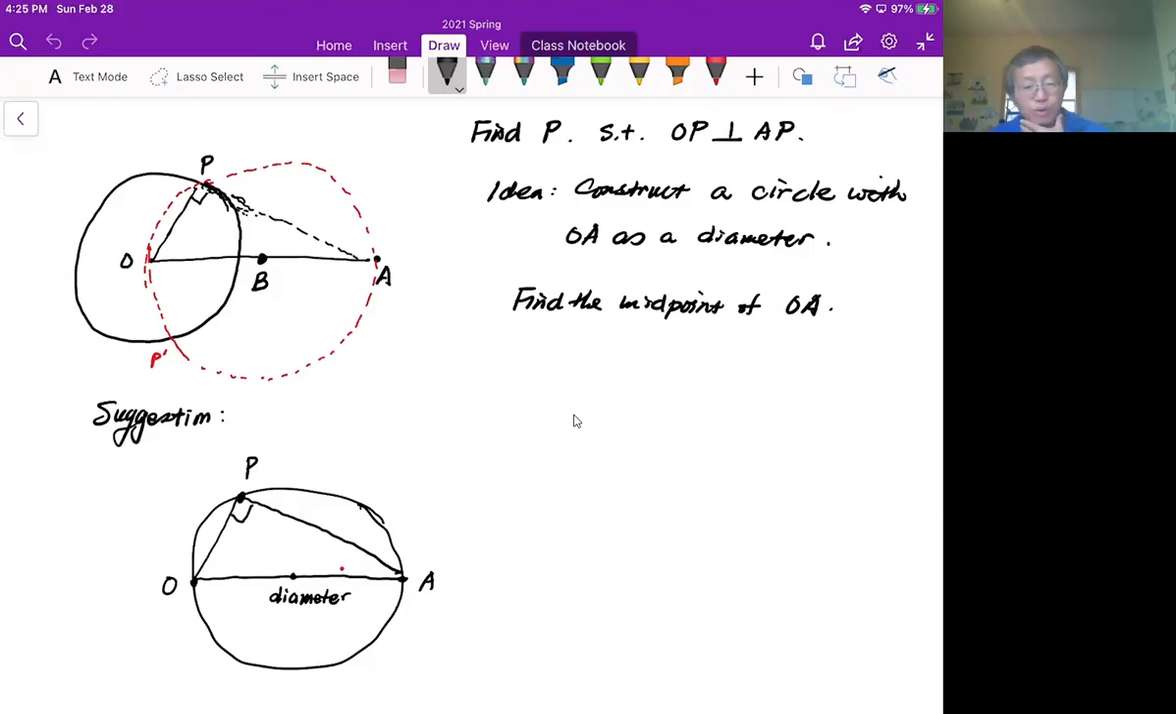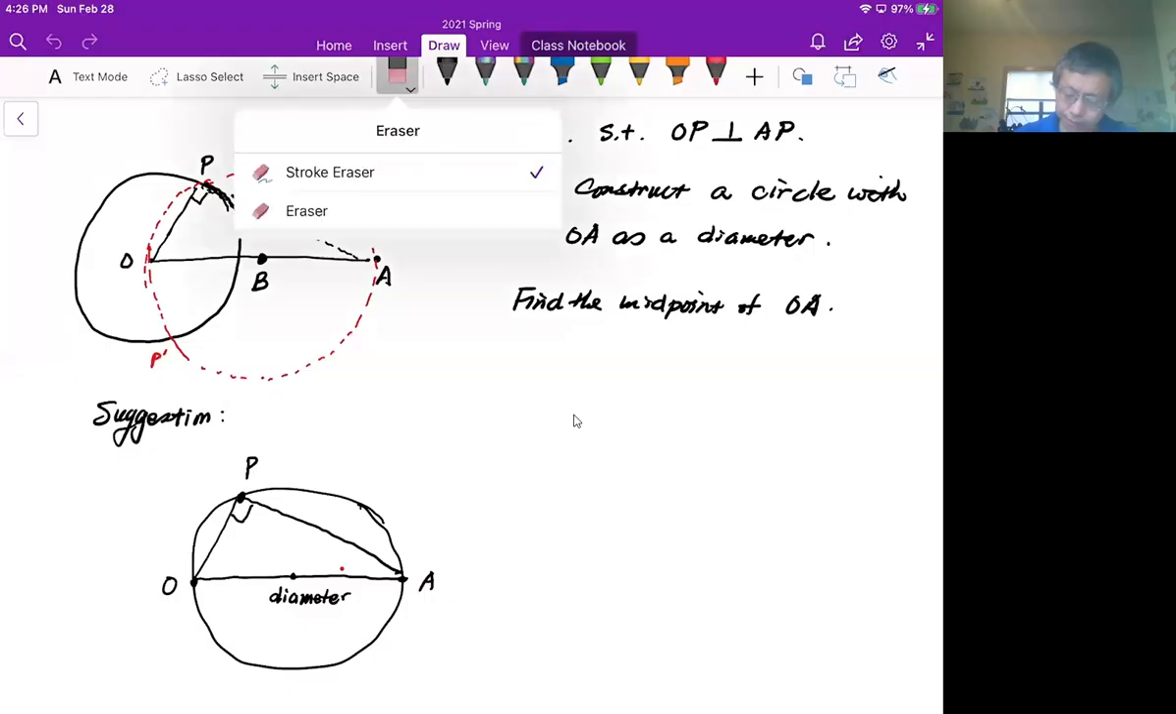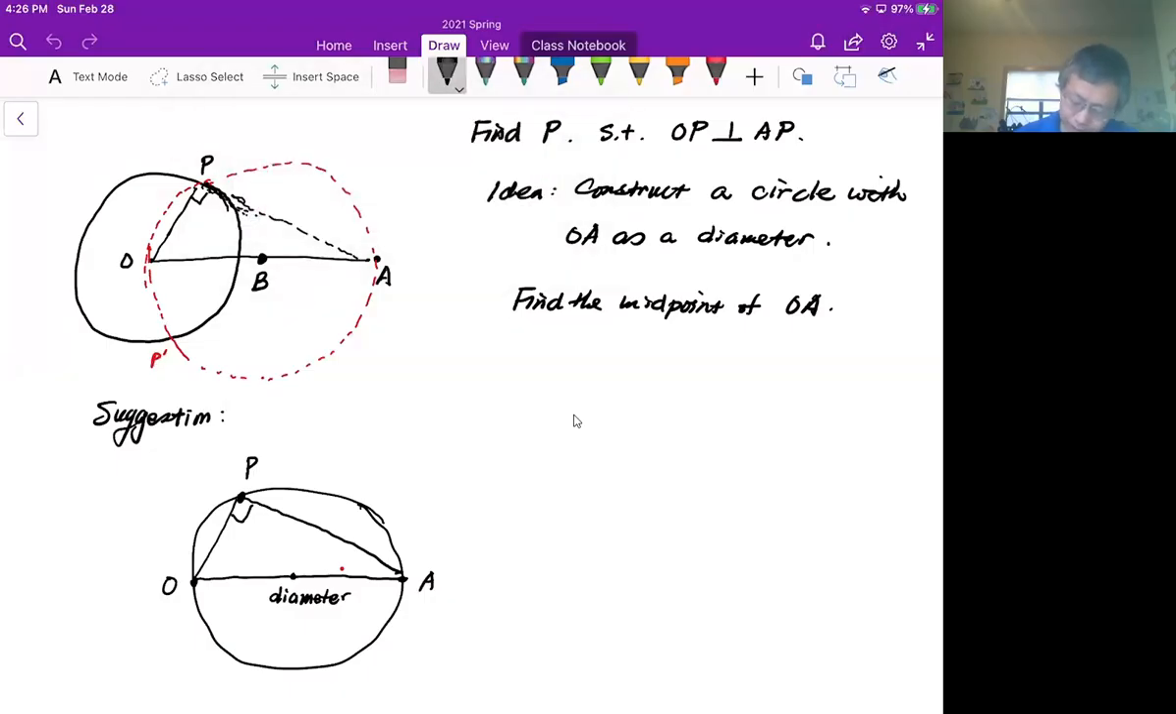So the question here is, how do you get such a circle with OA as a diameter? And that's easy. Step one, I'm going to find the midpoint of OA. Let me call the midpoint B. So B is the midpoint of OA. How to find the midpoint? We did that last time. We say it's a perpendicular bisector.